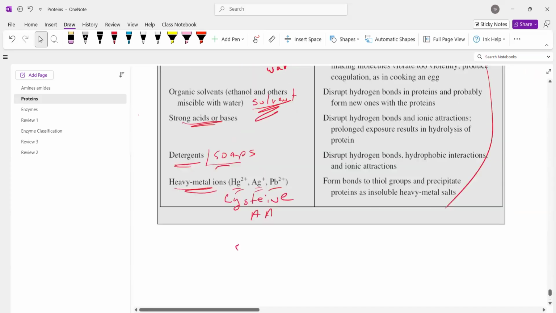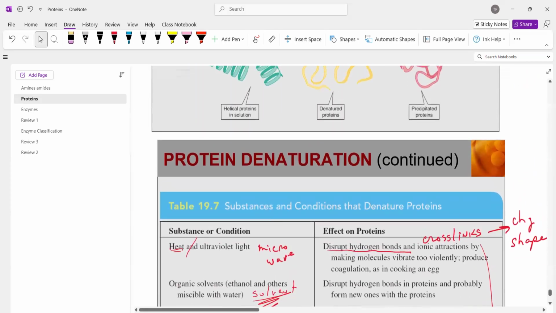Okay, so that's proteins. Now we're going to be taking proteins to much further steps as we progress through the days. Are there any questions, by the way, so far? You guys are always so quiet.